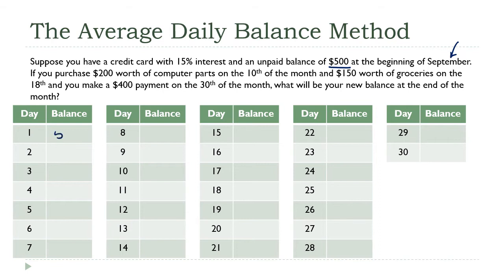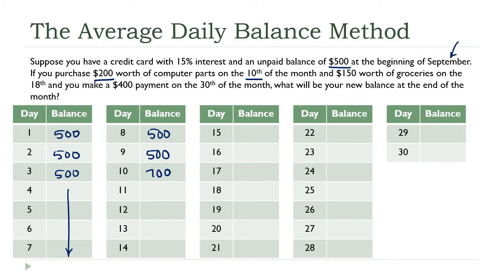On the first, the balance was $500, and it stays $500 until the 10th of the month when I make the first purchase. Now I quickly get bored with writing it, so I'm just going to do a little arrow. It's going to stay 500 until the 10th of the month when we make a purchase. So on the 10th, we buy $200 worth of computer stuff, and it goes up to $700.